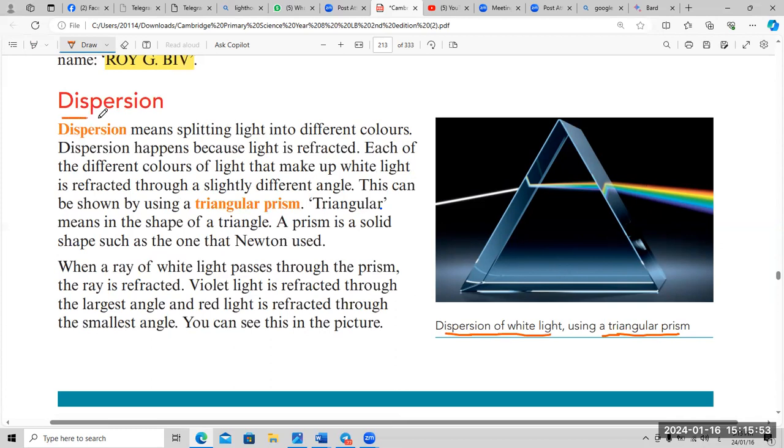Now we explain this paragraph. What is the definition of dispersion? What is the use or importance of a triangular prism? And what are the angles of some of the colors? Number 1, what is the definition of dispersion? It means splitting light into different colors.